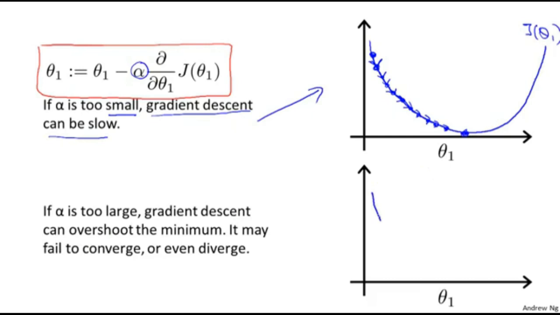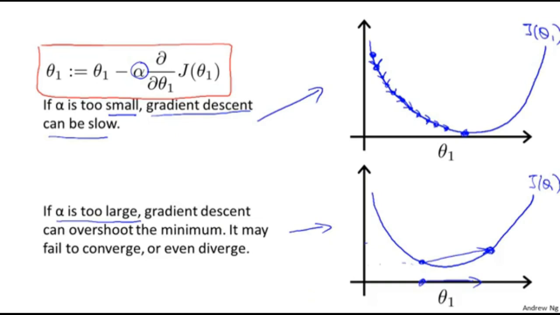Now, how about if alpha is too large? So here's my function J of theta. Turns out if alpha is too large, then gradient descent can overshoot the minimum and may even fail to converge or even diverge. So here's what I mean. Let's say I start off theta there. It's actually pretty close to the minimum. So the derivative points to the right, but if alpha is too big, I'm going to take a huge step. Maybe I'll take a huge step like that. Right? And now my cost function has actually gotten worse, because I started off with this value, but now my value has actually gotten worse. Now my derivative points to the left.